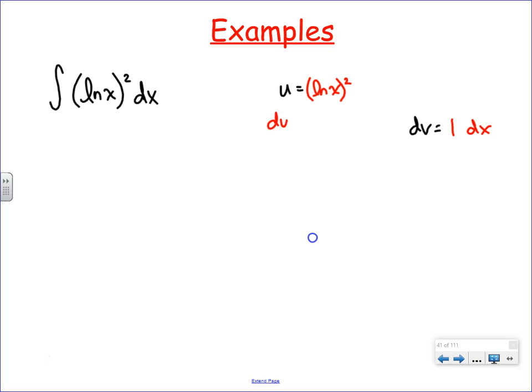So in the du, we just started going 2 ln of x times 1 over x dx, right? Bring down the 2, make it a 1. Who's v going to be? So you have to be good at integrating, right? No plus C because it's not going to matter eventually anyway.